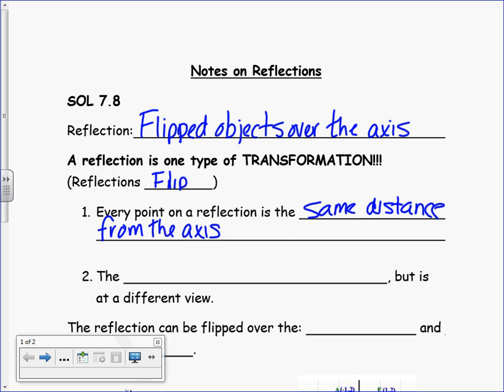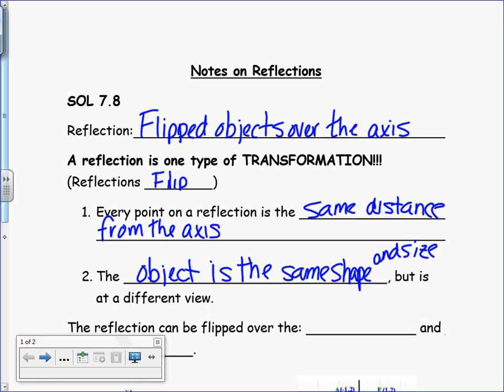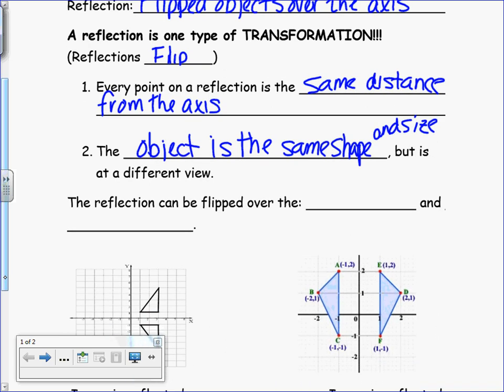The shape or the object is the same shape and size, but is at a different view. All right, and finally, a reflection, real quickly, can be flipped over the x-axis and y-axis.